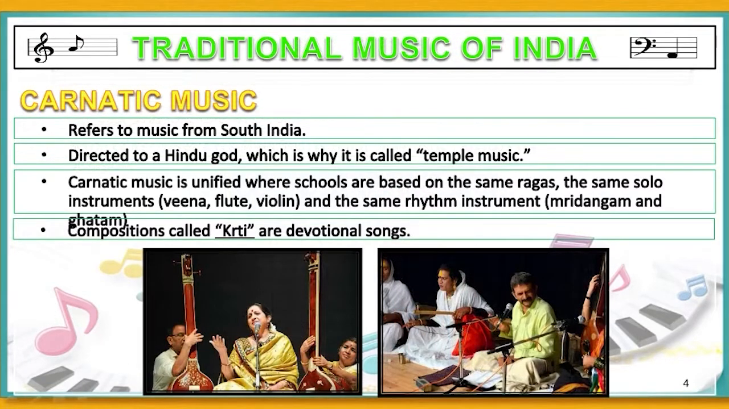Characteristics of traditional music from India. 1. Carnatic music refers to music from South India directed to a Hindu god, which is why it is called temple music. Unlike Hindustani music, Carnatic music is unified, where schools are based on the same ragas, the same solo instruments, veena, flute, violin, and the same rhythm instruments, mridangam and ghatam. Compositions called krti are devotional songs.